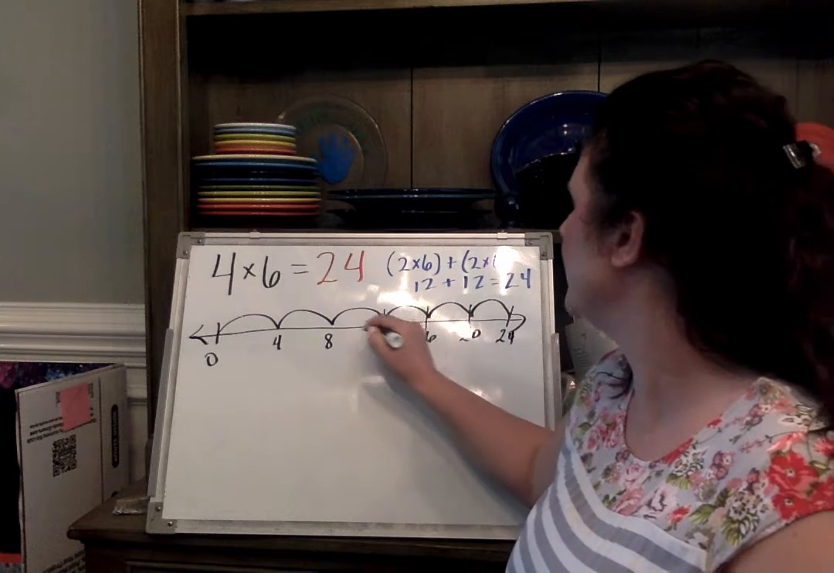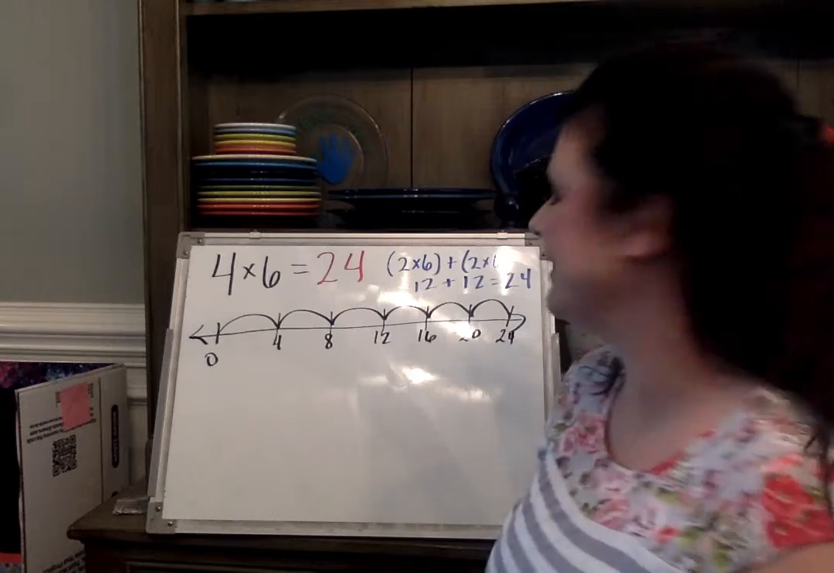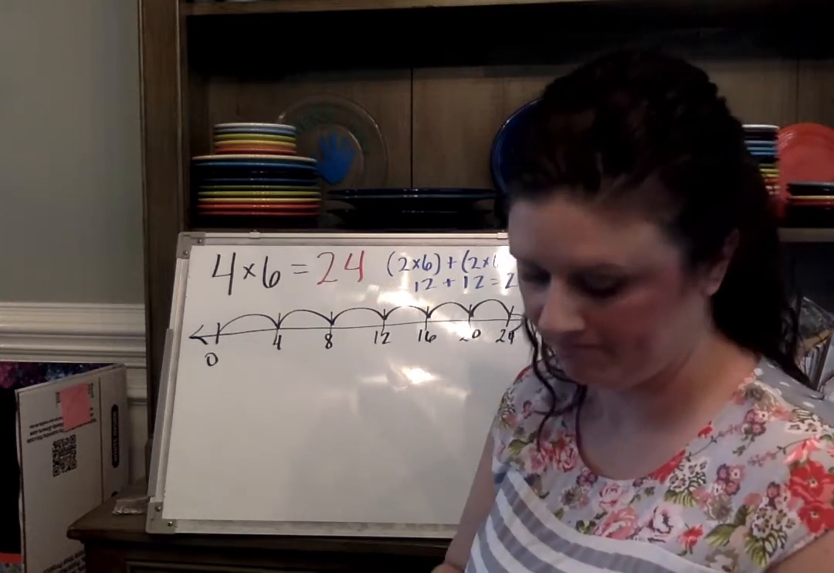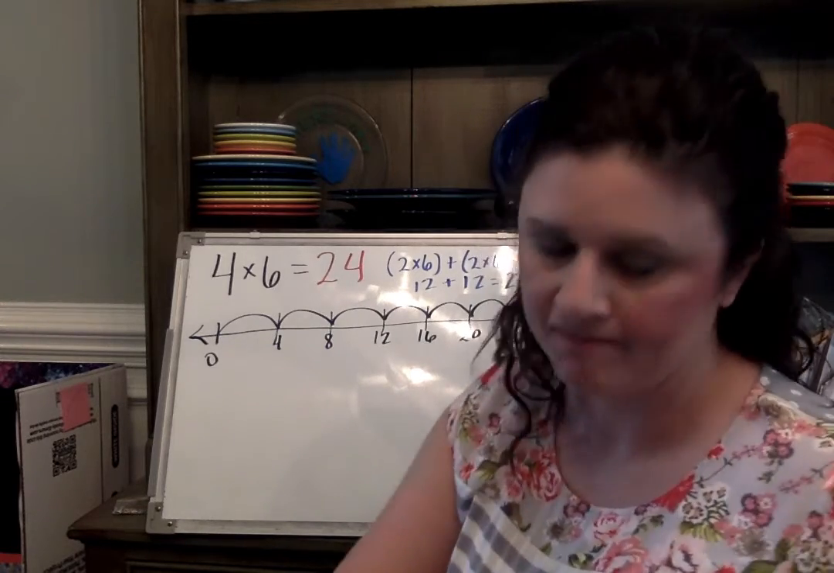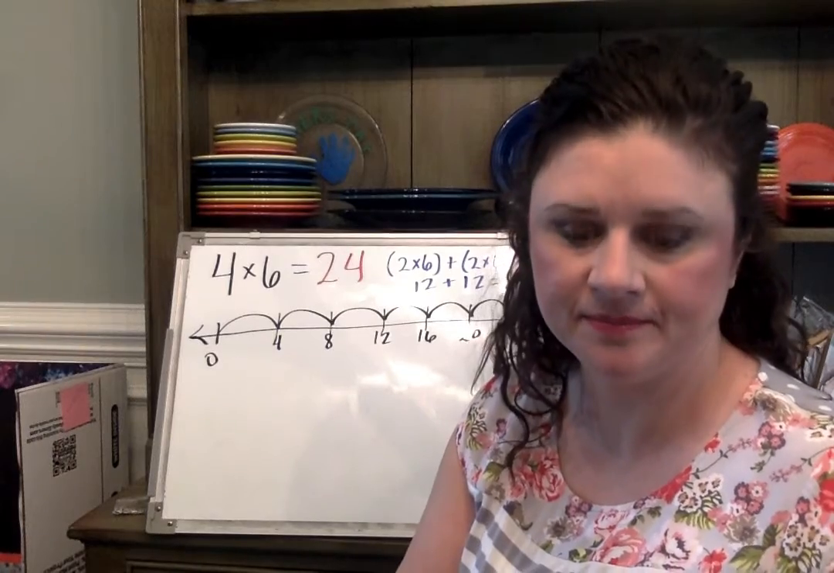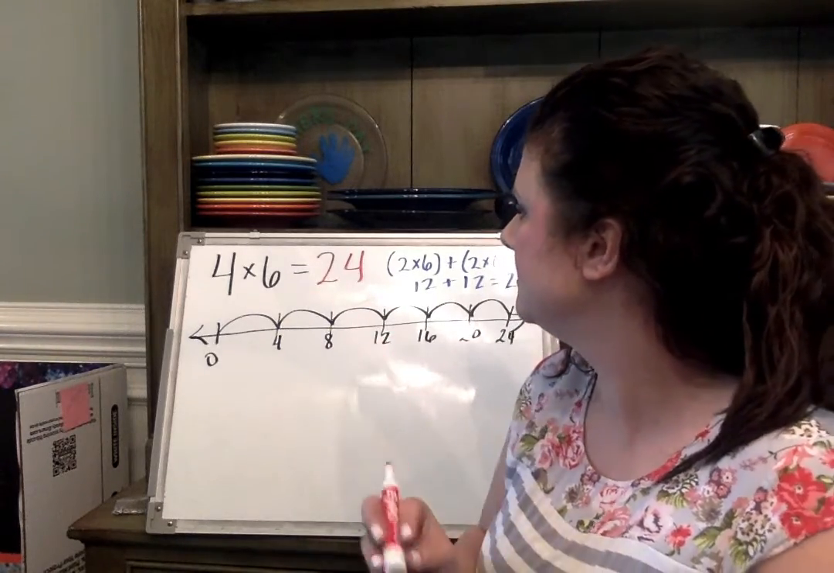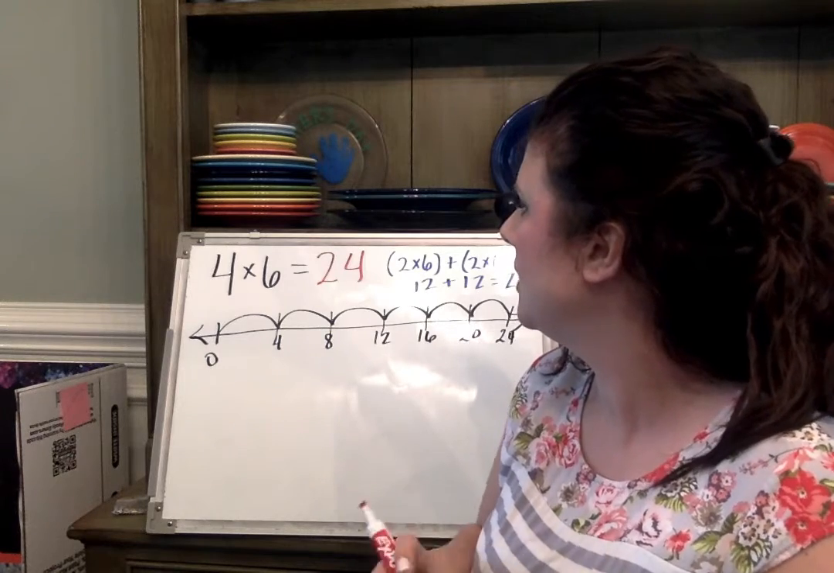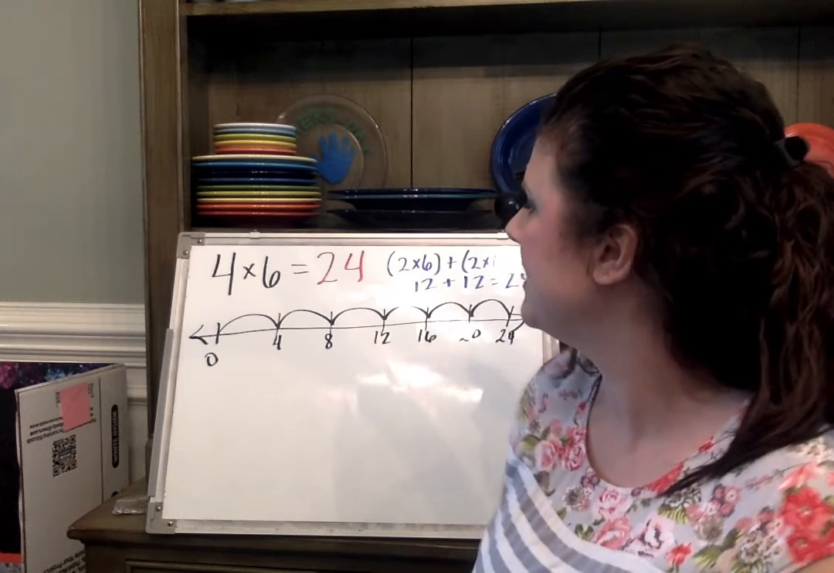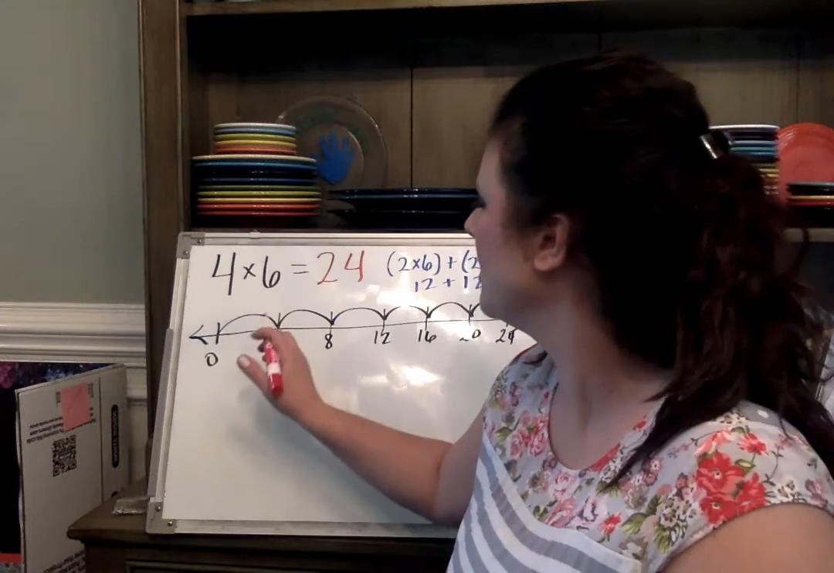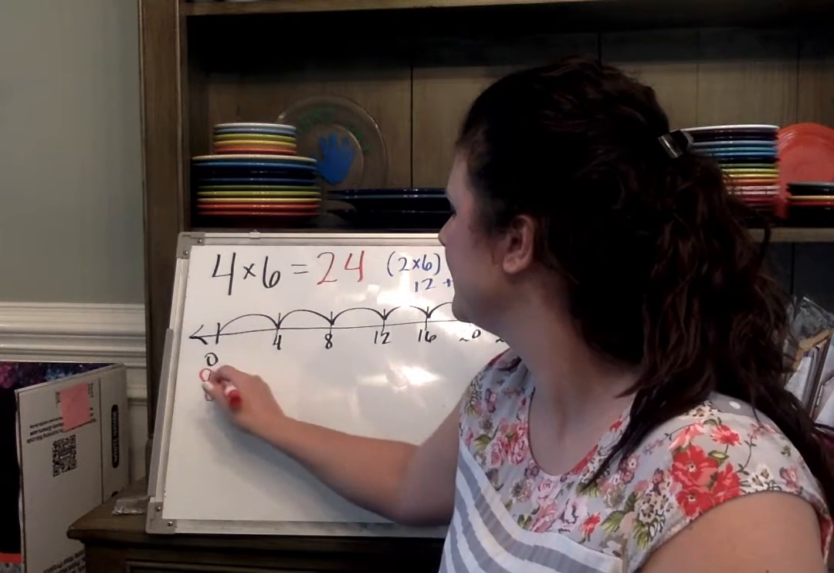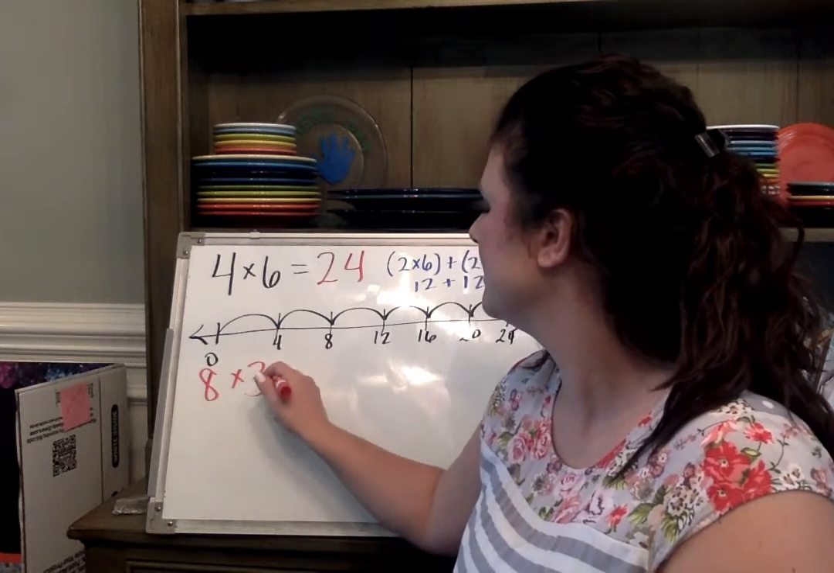That is not a very efficient strategy right now. What else could I have done? What if I halve the 6 and double the 4? Let me do that. So that would be 8 times 3.